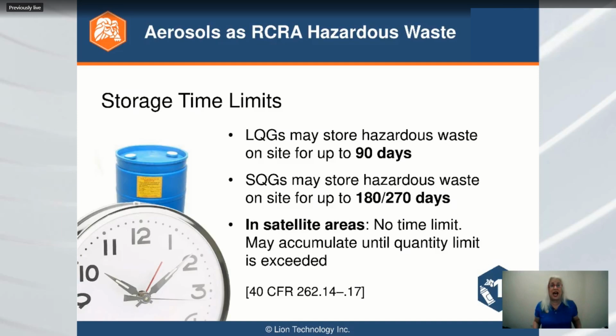If you're using the satellite area rules, that's where you're managing the waste at or near the original point of generation, then you have no time limit until you get to 55 gallons. That's a non-acute hazardous waste, 55 gallon capacity. Once you exceed the 55 gallons, then you have a 3-day clock to either ship that off site or move it to your central accumulation area to get the accumulation back under 55 gallons at the point of generation. So those are your time limits.